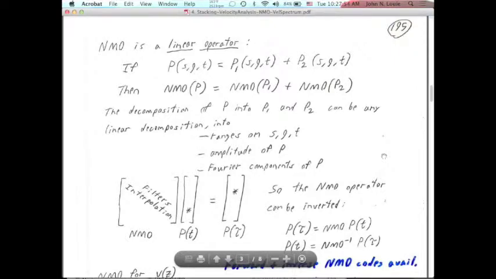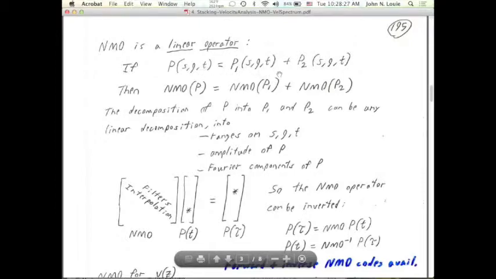NMO is a linear operator. Okay? Now, how about this? This is a new concept, maybe. Ray equation NMO, you can implement by matrix multiplication. How about that? I'm going to give you the final result. Let's say your multi-offset data set, sorted into shot gathers, P of S, G, and T.